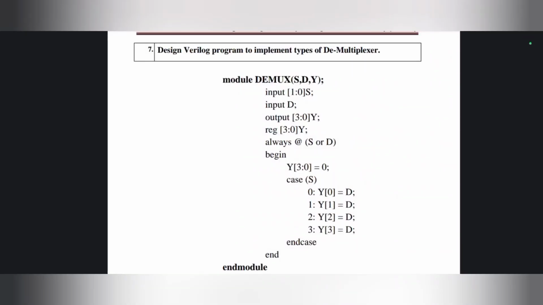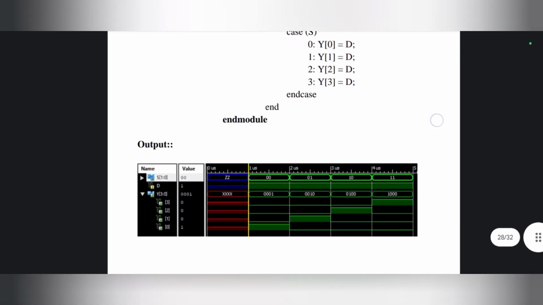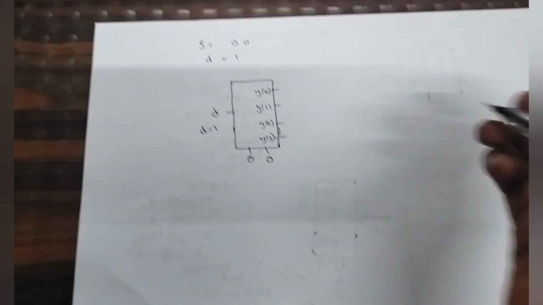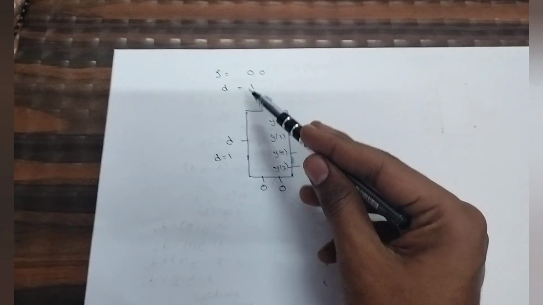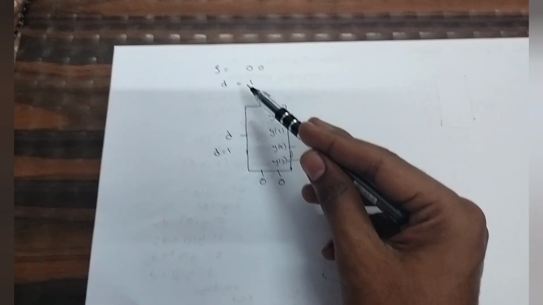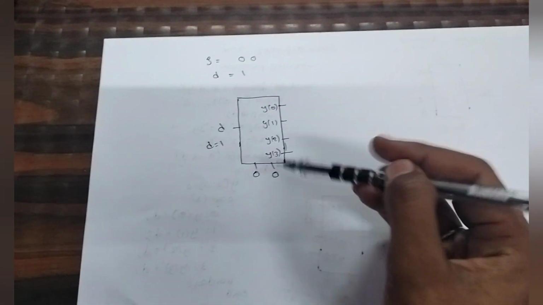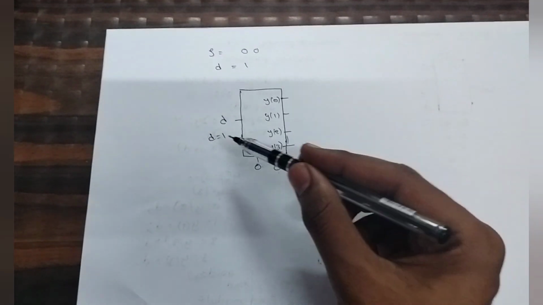So this is the program for demultiplexer. Here they have given the output for an example. Here they have taken d as 1 and select line as 0 0. So let us solve this example. They have given that the select line is 0 0 and input d is equal to 1.